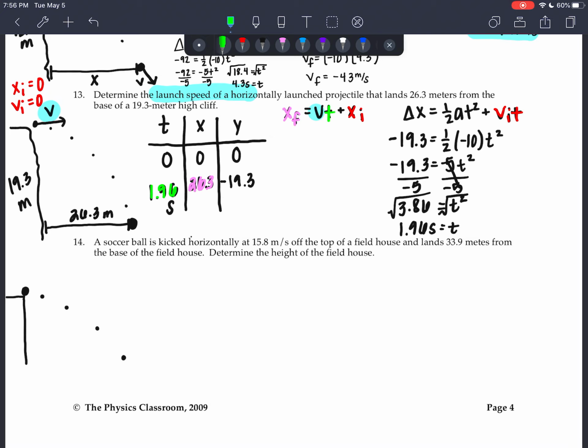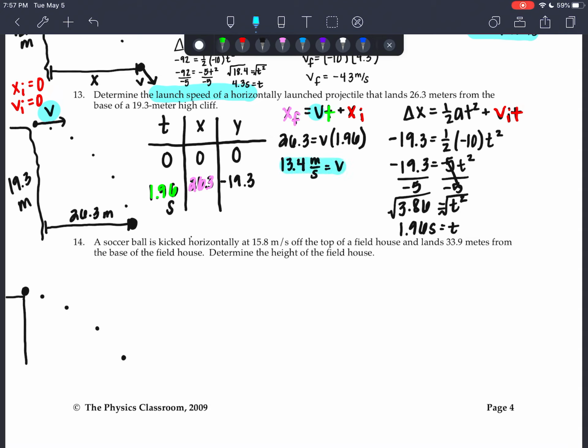I know that initial position is 0, and I can solve for my unknown, which is V, my launch speed. That's exactly what I've been trying to do this whole time. So I'm going to plug in what I know. 26.3 equals V times 1.96. I'm going to ignore that initial X position because it's 0. And I'm going to take 26.3 and divide it by 1.96. When I do this, I get 13.4 meters per second for my velocity.